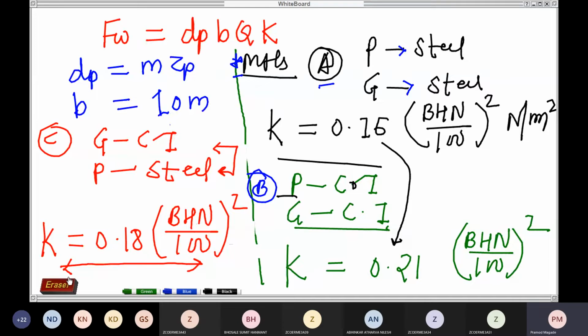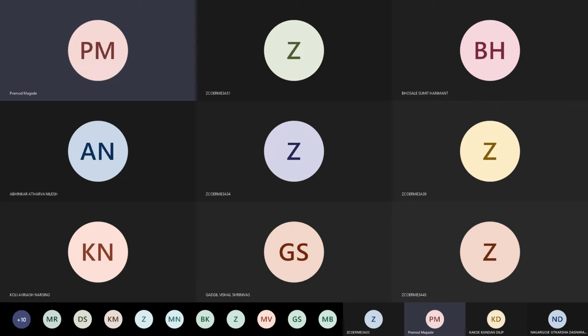So just write down, third condition: when the gear is made up of cast iron and the pinion is made up of steel, then the value of the load stress factor K is equal to 0.18 times (BHN by 100) squared.